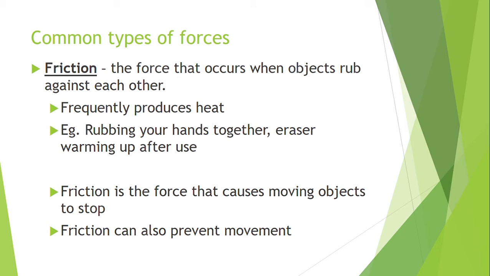Friction is also a type of contact force, and it is the force that occurs when objects are rubbing against each other. The easy way to experience friction is if it's cold outside and you rub your hands together, then you warm them up. That's friction heating your hands up. Or you can take your eraser, and once you've rubbed out quite a piece of work, then you will feel that the end of your eraser has heated up due to the friction. Friction is also the force that causes moving objects to stop. So if you were rolling a ball over the ground, then the friction between the ball and the ground would cause it to come to a standstill.